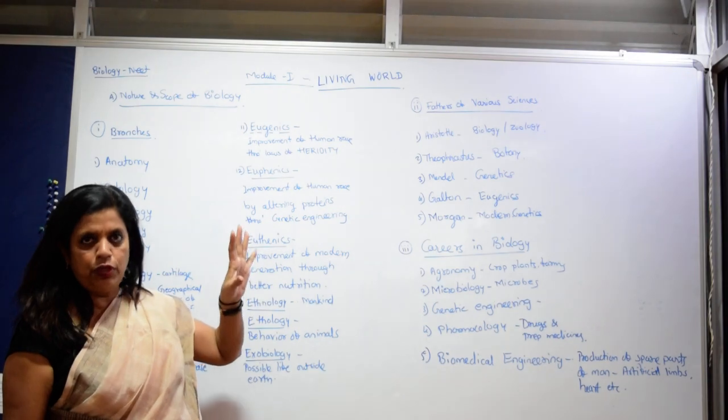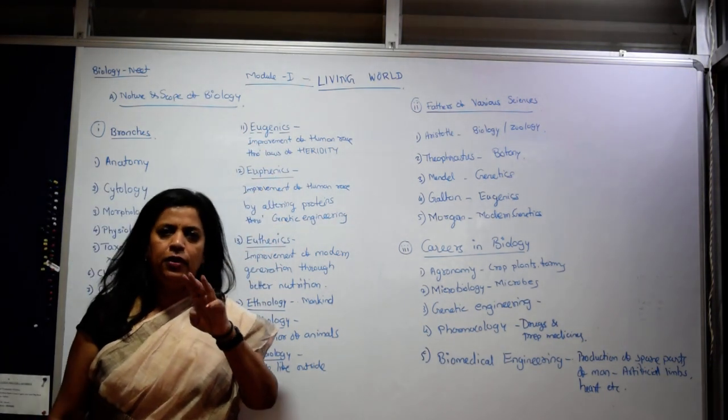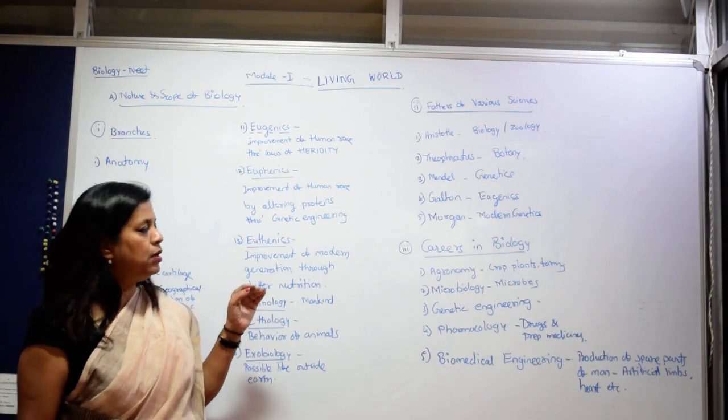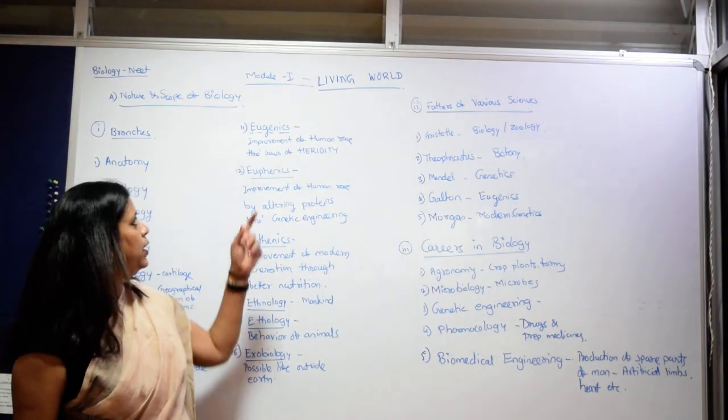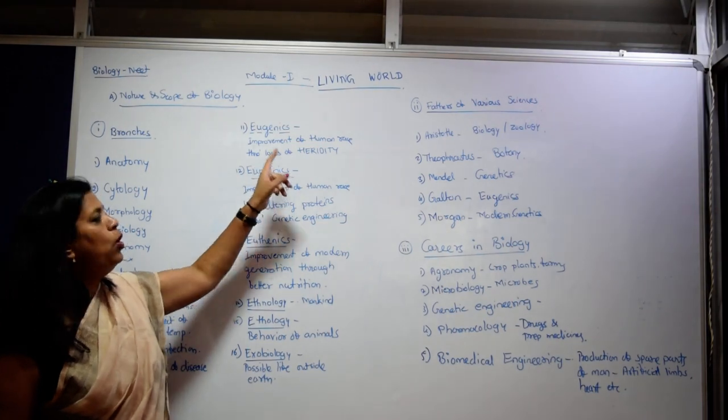Then we talk about some more very easy to understand terms, but they are asked many times and are very confusing also. One is eugenics, one is euphenics, one is euthenics. Three things are there. So learn the difference between these three, because they almost sound the same, right? First one is eugenics.